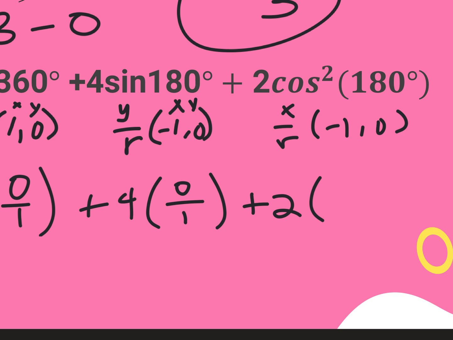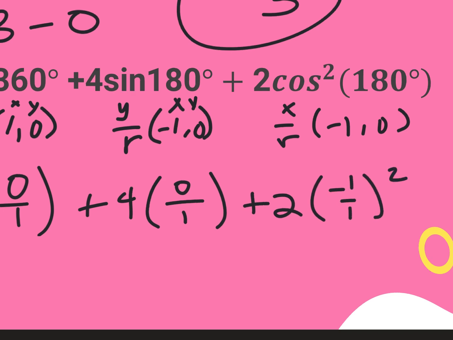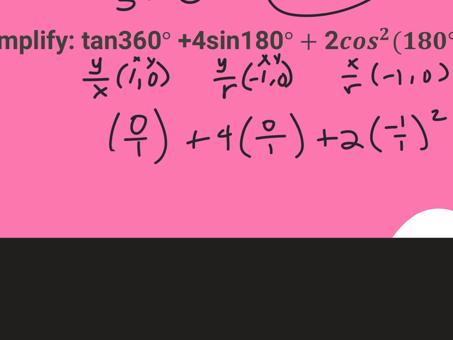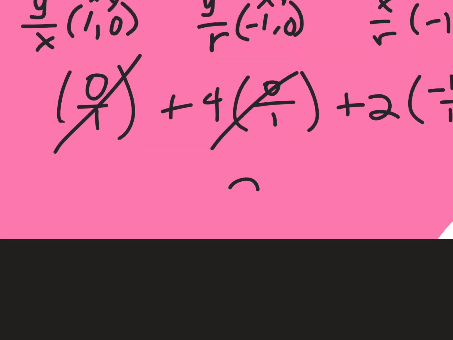X over R. So what's your X value? Negative 1 over 1. And you have to square that. So guys, what's 0 over 1? Okay. What's 4 times 0? And then what's negative 1 squared? 1 times 2 is 2. So what's your answer here? 2.